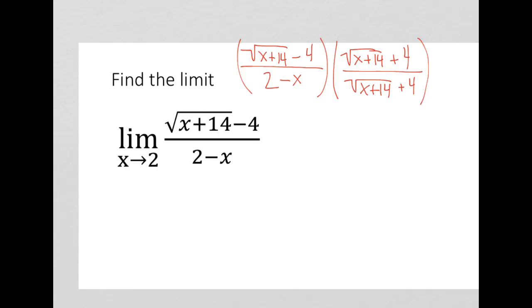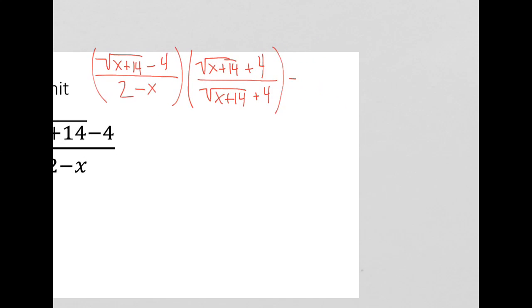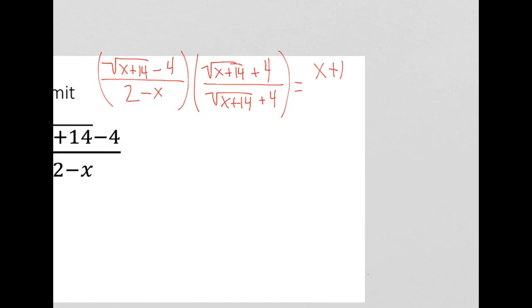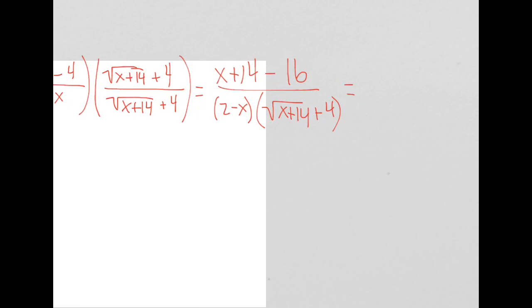So last problem we're going to look at, limit as x approaches 2 of the square root of x plus 14 minus 4 over 2 minus x. So we're going to approach this the same exact way and multiply by the conjugate of the numerator, and we're going to get x plus 14 minus 16, because 4 squared is 16, over 2 minus x times the square root of x plus 14 plus 4. Simplify this a little bit farther.